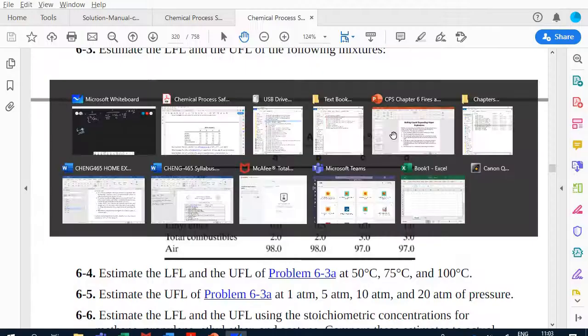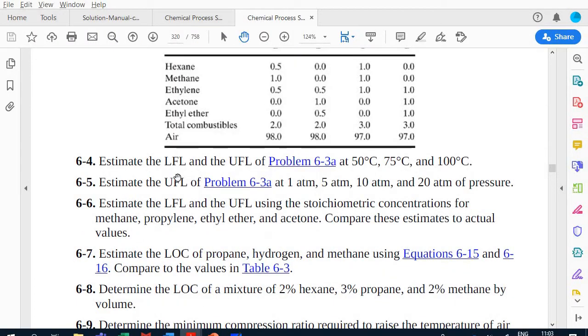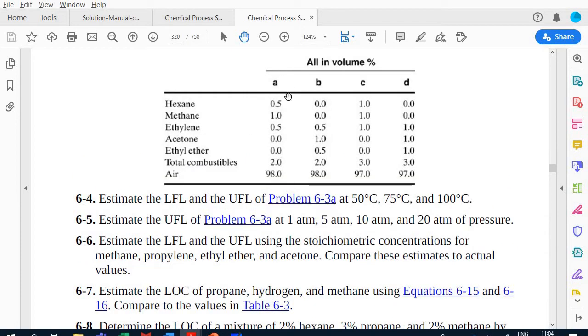In 6.4, it says, estimate the lower flammability limit and the upper flammability limit for problem 6.3a. We solved that mixture at 50 degrees, 75 degrees, and 100 degrees. And again, I'm going to solve it just at one temperature here. So what we are saying is that we want to calculate LFL and UFL if we have a different temperature at 50 degrees.